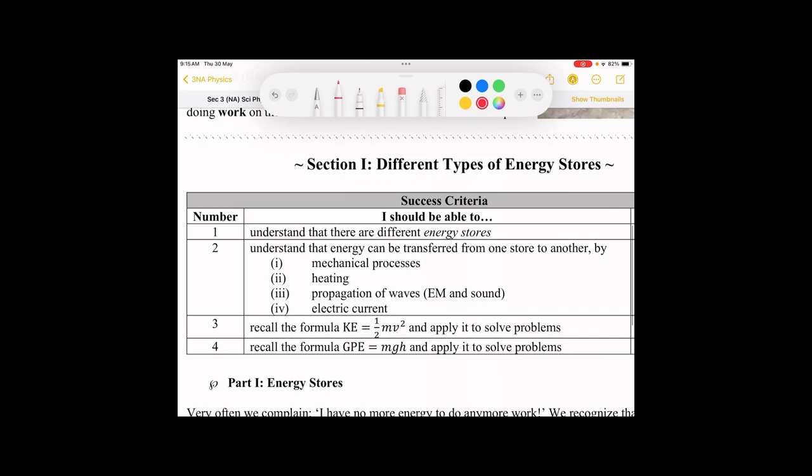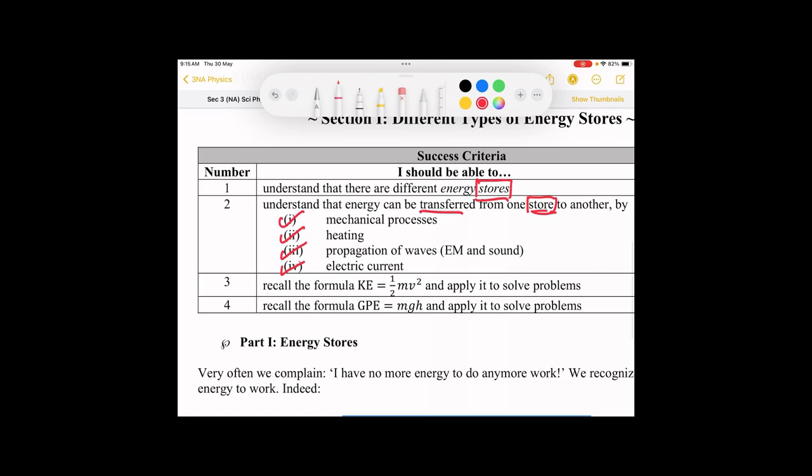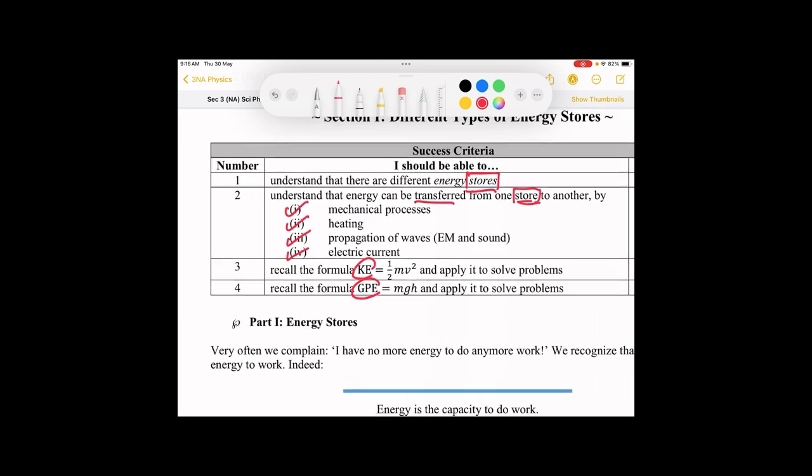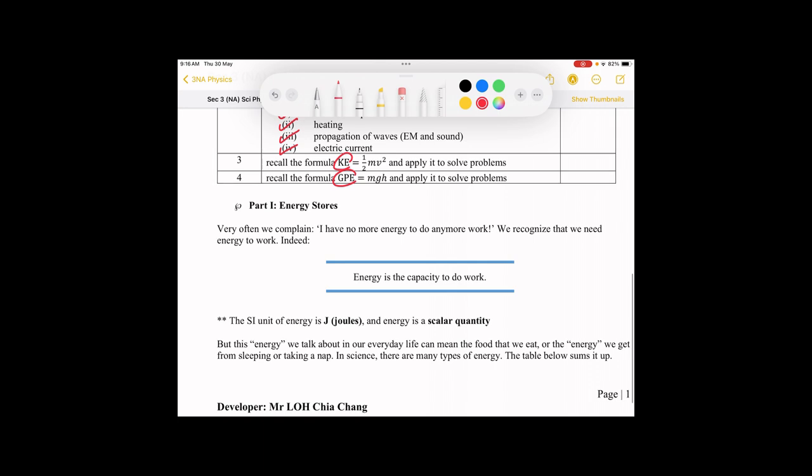First of all, let's look at the objectives for this section. We are to understand that there are different energy stores. I'll talk about this more later. We also need to understand that energy can be transferred from one store to another via these four processes: mechanical, by heating, by propagation of waves, and last but not least by electrical current. We also have to learn the formulas for kinetic energy and gravitational potential energy. So two formulas for this section. You need to know the formula and use it to solve problems. Without further ado, let's dive right into it.